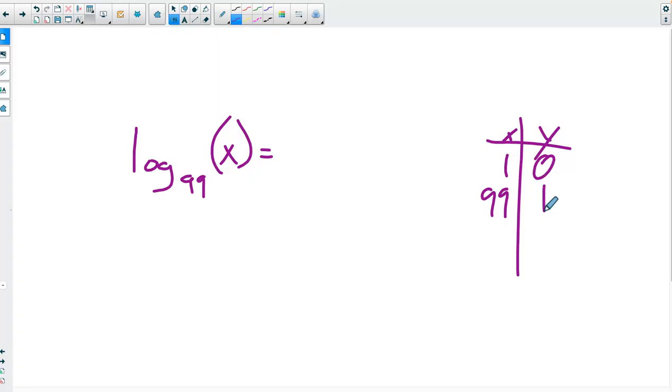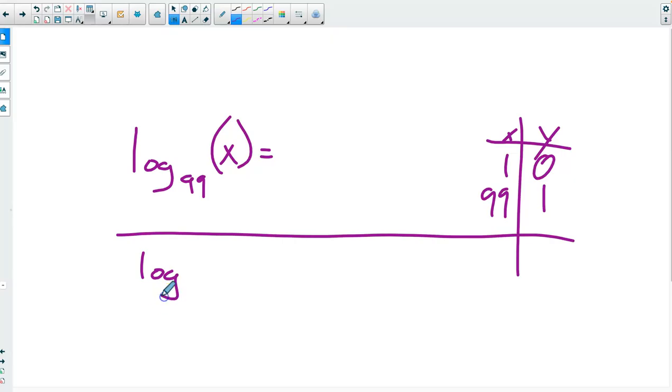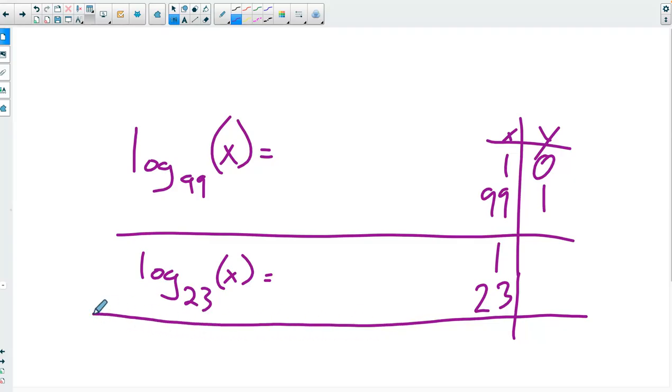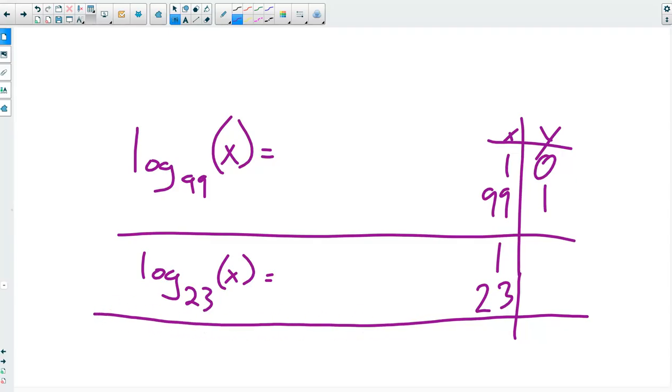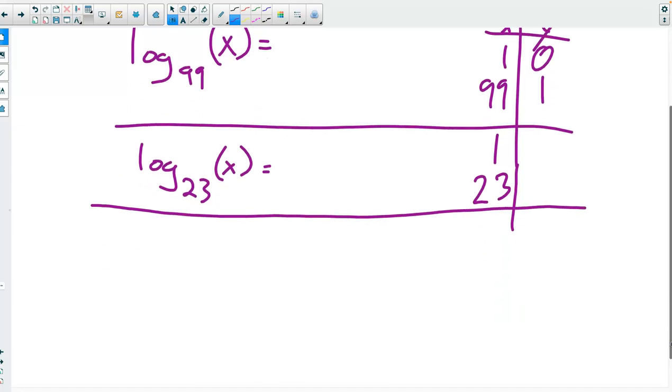Easy peasy. If we change the premise of the game, and let's say I did log base 23, what numbers am I still going to use? I'm going to use 1 and 23. I'm pretty much always using 1, so I get 1 and 23. So if you get a basic log, it should be really quick. What happens when you don't get a basic log? So I'm going to give you something different. What if I give you log base 99 again, but I put x plus 1?